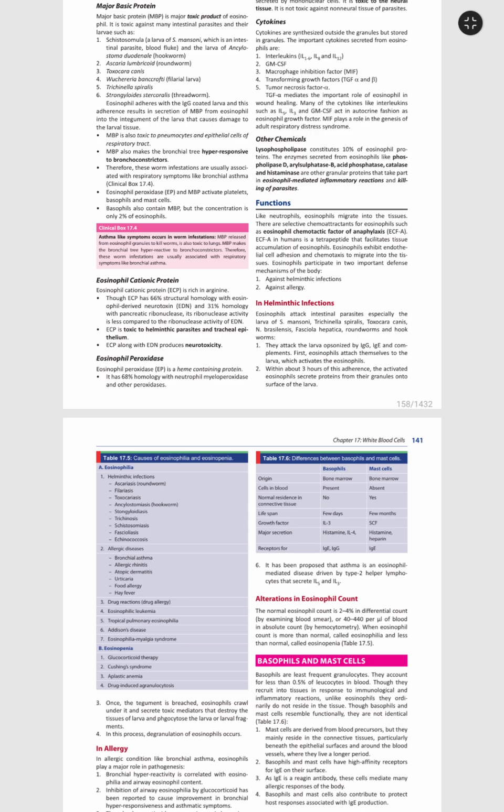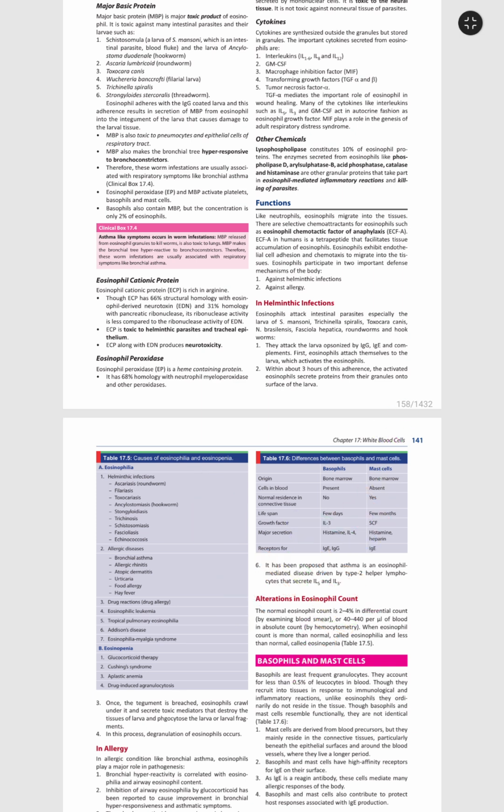helminthic infections like Ascariasis, Wuchereria bancrofti. Then there is roundworm, hookworm, ancylostomiasis. And then allergic reaction diseases like bronchial asthma, hay fever, allergic rhinitis, and allergic and atopic dermatitis.